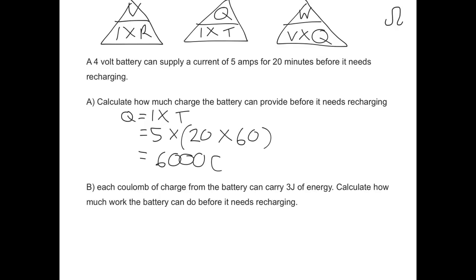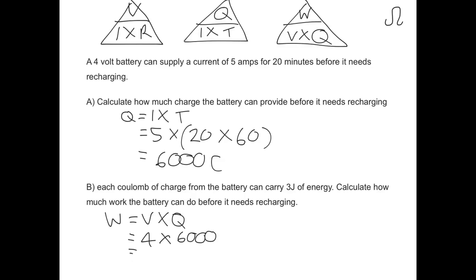B, each coulomb of charge from the battery can carry 3 joules of energy. Calculate how much work the battery can do before it needs recharging. Okay, so for part B, you're going to use the formula W equals V times Q. V has been given as 4, and Q is something that I just worked out, which is 6,000.